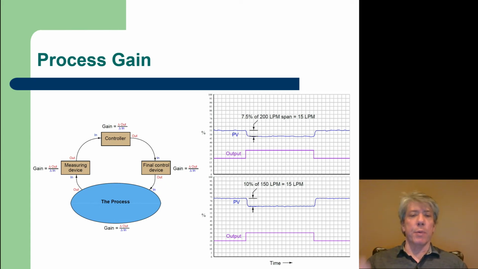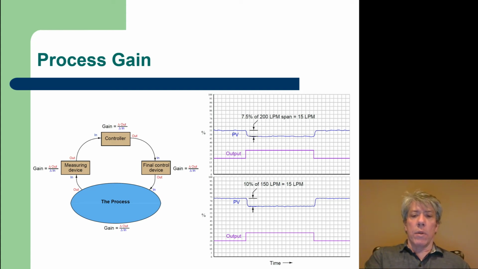But 15 liters per minute of a range of 150 liters per minute that the process can achieve, apparently, because that's what the measuring device is set to, is a 10% change. So here we would see a gain of input to output of 1 to 1, because a 10% change on the controller's output corresponds to a 10% change in the process, as viewed from the measuring device.